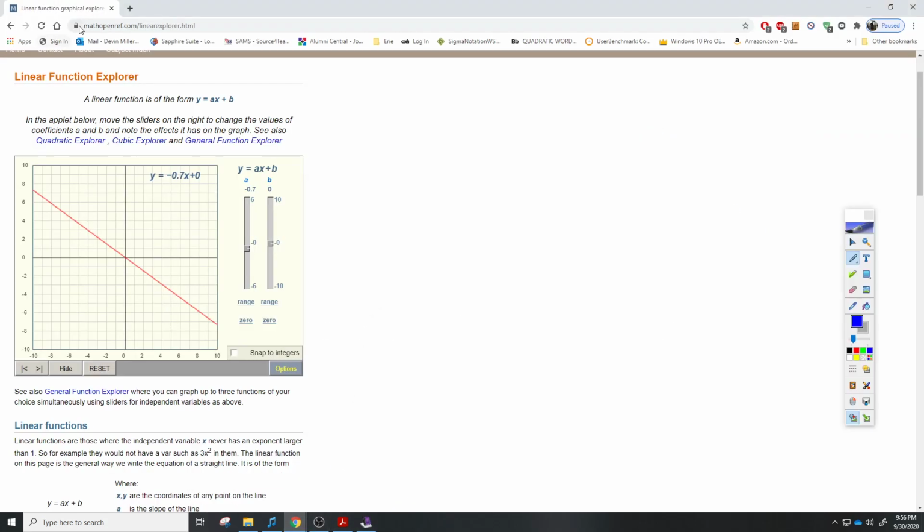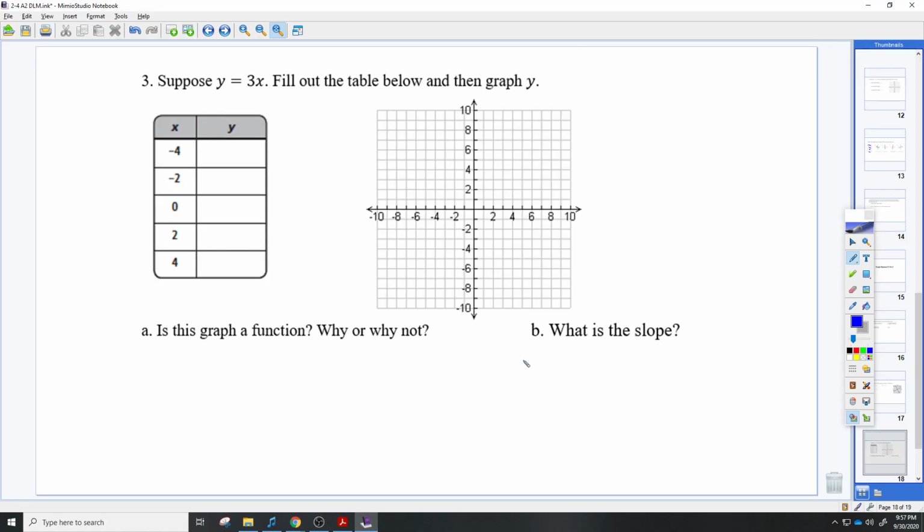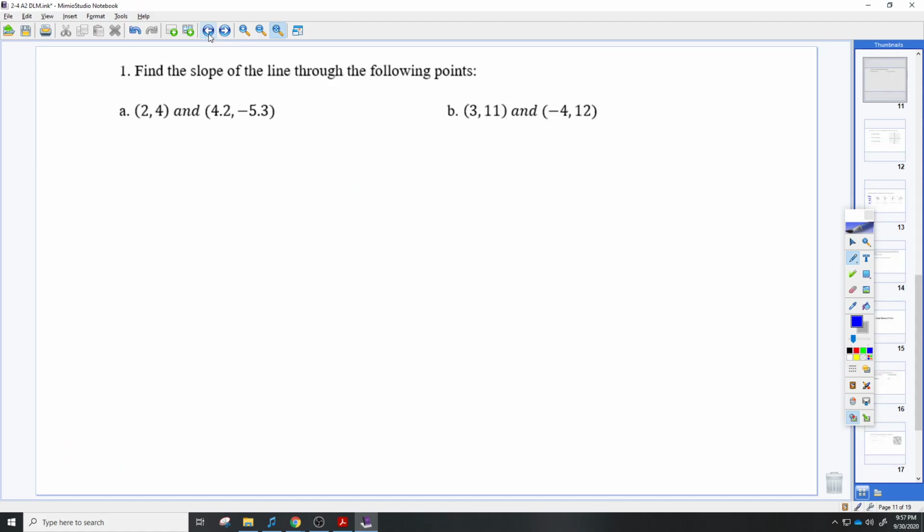And again, the website here is mathopenref.com/linearexplorer.html. If you can see that, hopefully. All right. That should be everything. And now you should be able to do the rest of the Huddle Mastery and the homework.